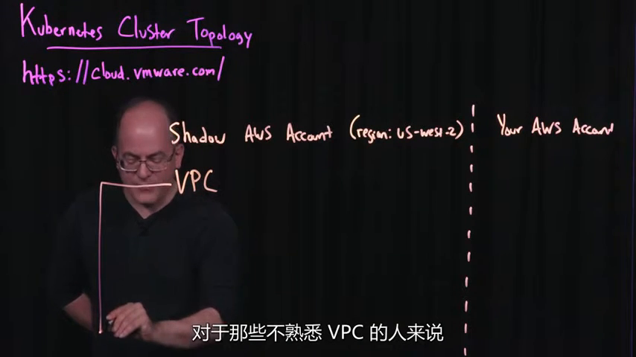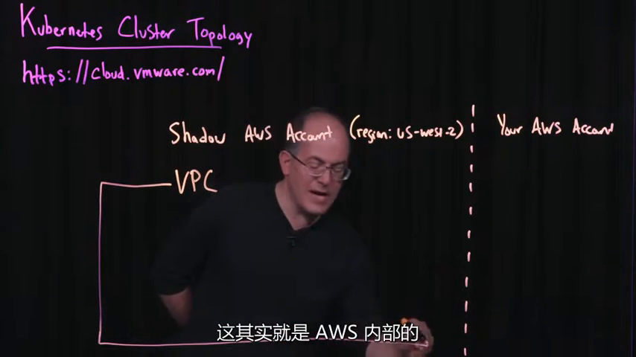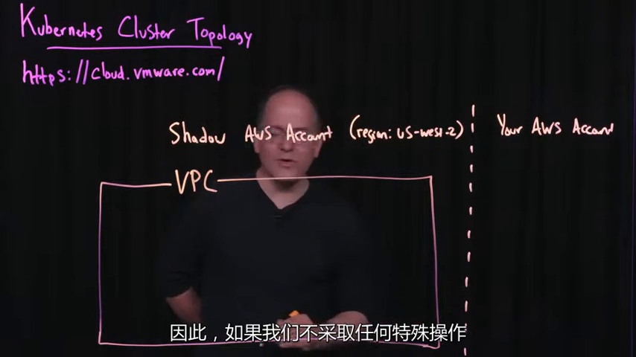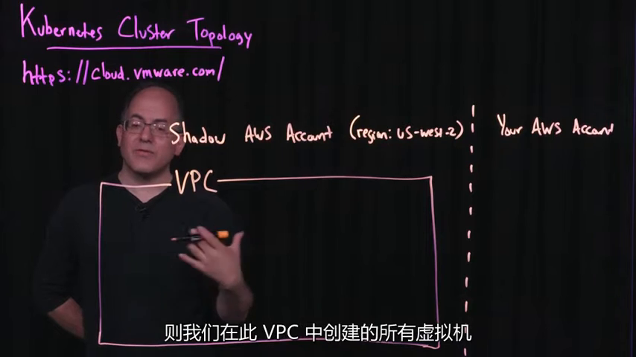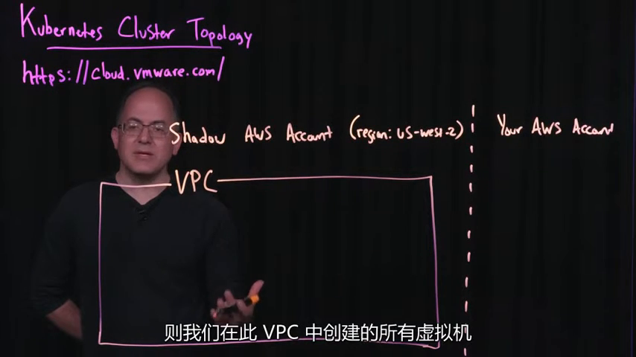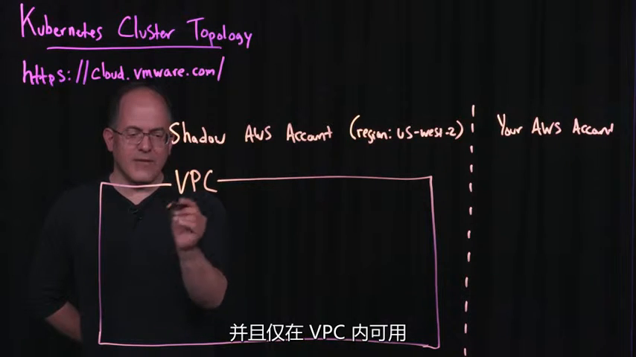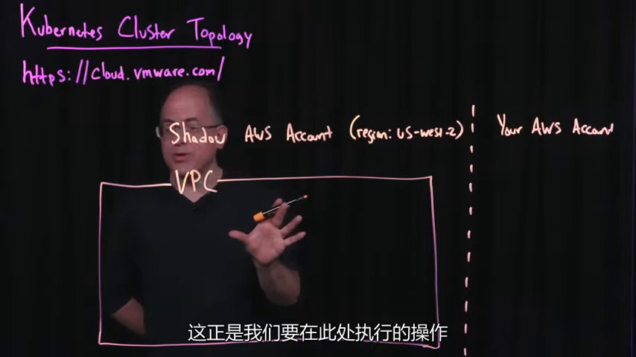And for those of you who are not familiar with the VPC, this is a single private network within AWS. So if we don't go to any special effort, all of the virtual machines that we create within this VPC are going to be on private networks, and only available within the VPC. And that's exactly what we're going to do here.